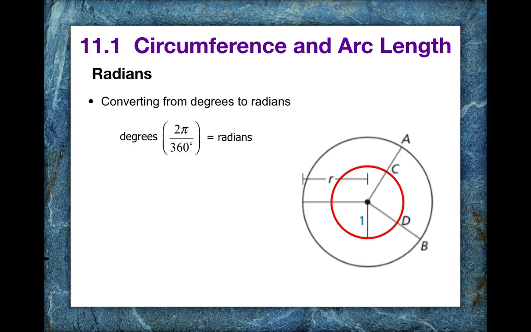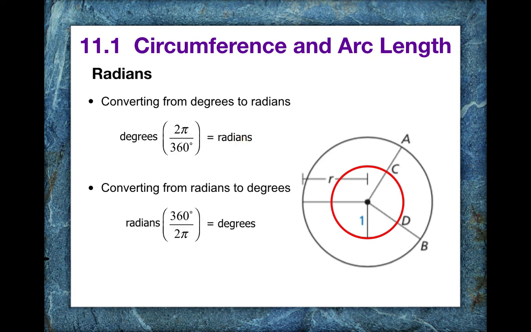Converting from degrees to radians: if I have this many degrees and I want to get radians, I just multiply by 2 pi over 360. And that converts from degrees to radians. If I want to convert from radians to degrees, I say radians times 360 over 2 pi equals the number of degrees.